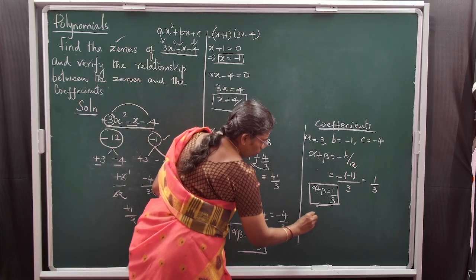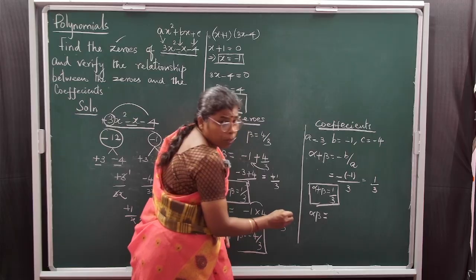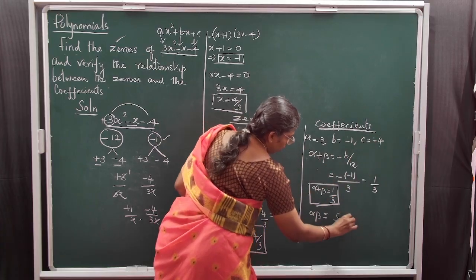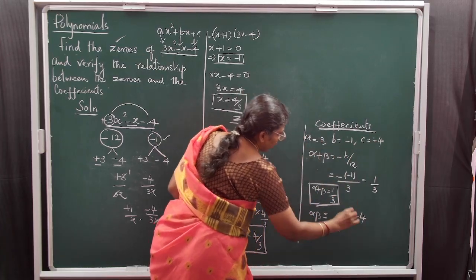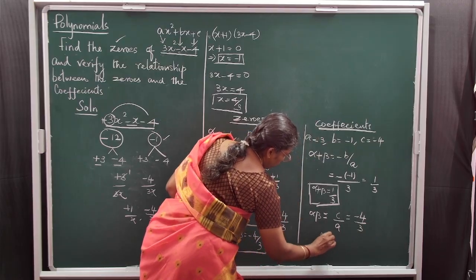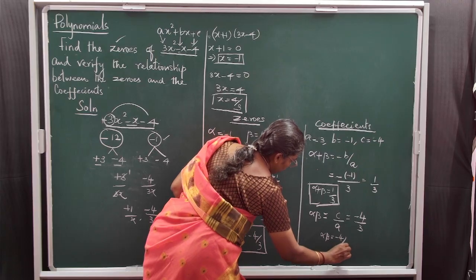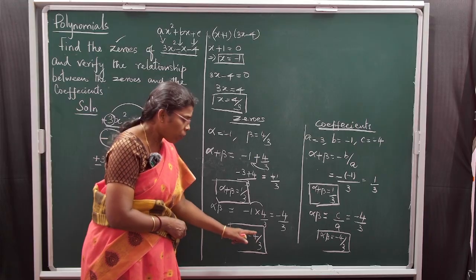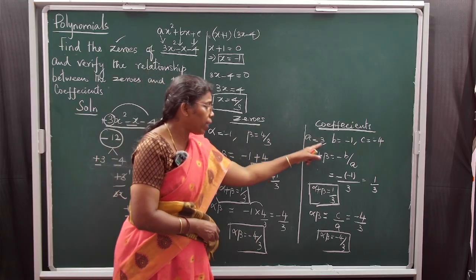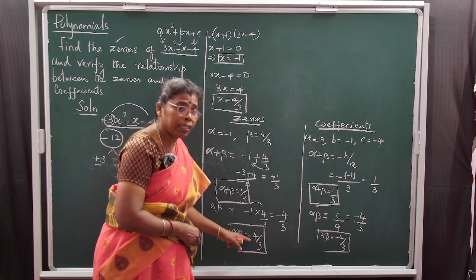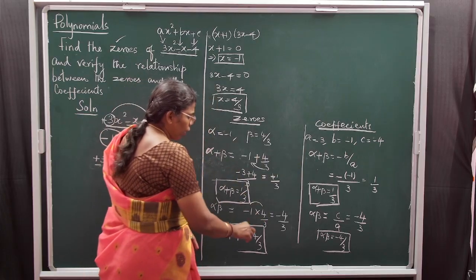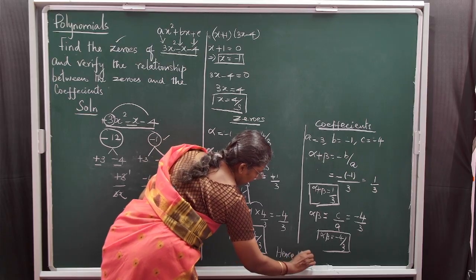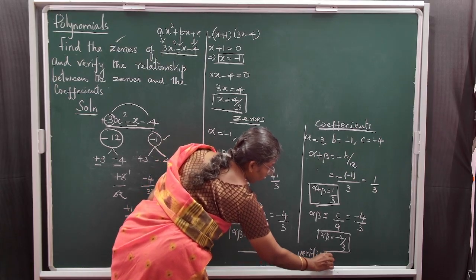Now coming to the next one, alpha beta. What's the formula for alpha beta? Yes, c by a. What is c? Minus 4. And what is a? 3. So alpha beta is equal to minus 4 by 3. Here what is the answer? Again alpha beta equal to minus 4 by 3. So in both the cases, alpha plus beta and alpha beta, I got the same answer. So finally you should write hence verified. Conclude the answer as hence verified. Thank you.